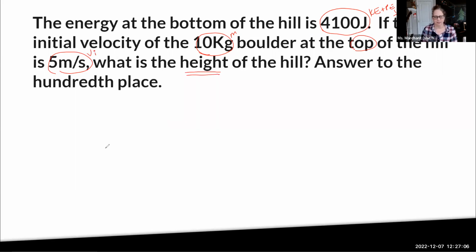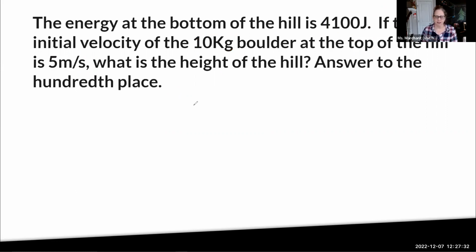What is the height of the hill? Answer to the hundredths place. So most of the time I tell you it's okay just to do 1 decimal place. But if it tells you the hundredths place, make sure you're answering to 2 decimal places. The thousandths would be 3 decimal places. So just always read carefully. Same thing with the gravity, 9.8 or 10. Read carefully. So what do we know?